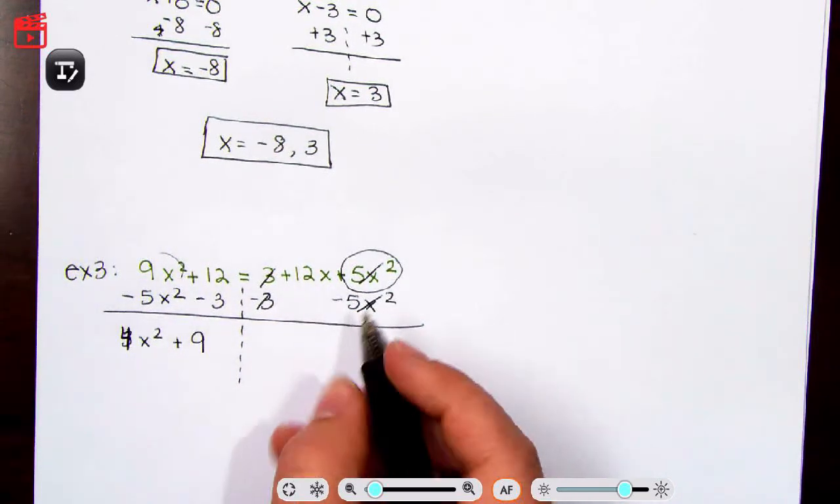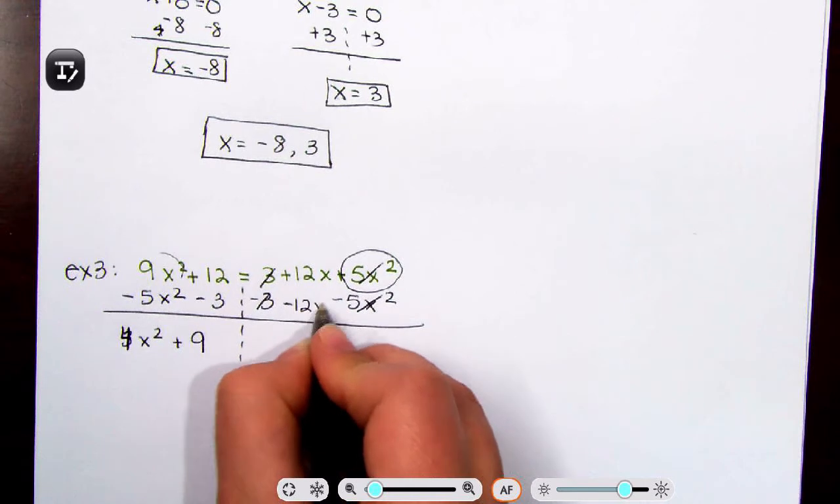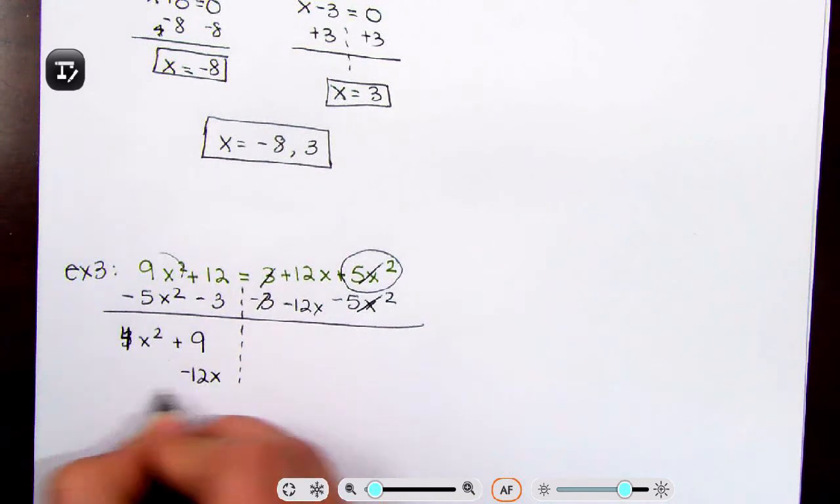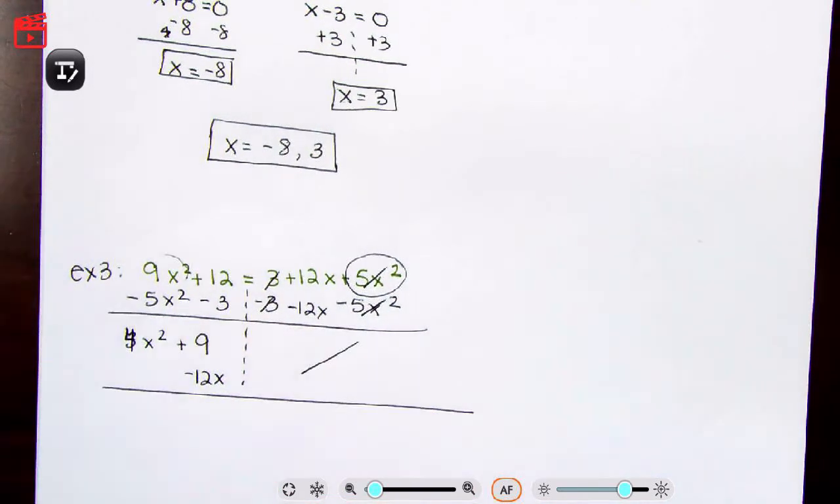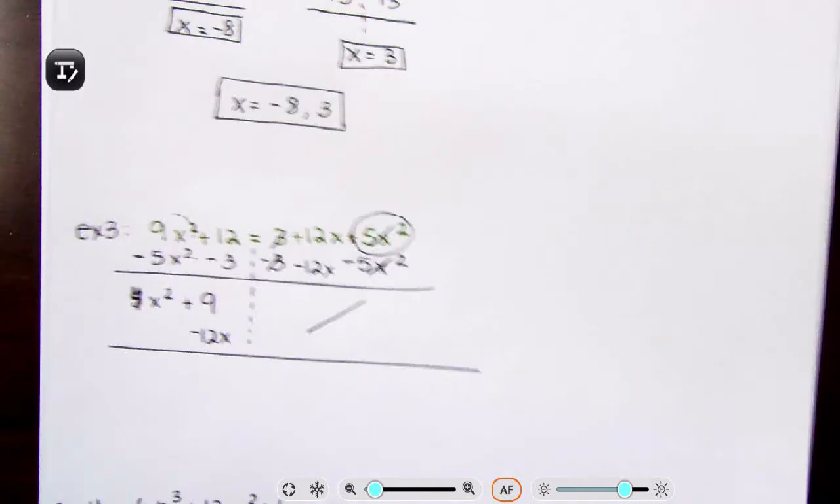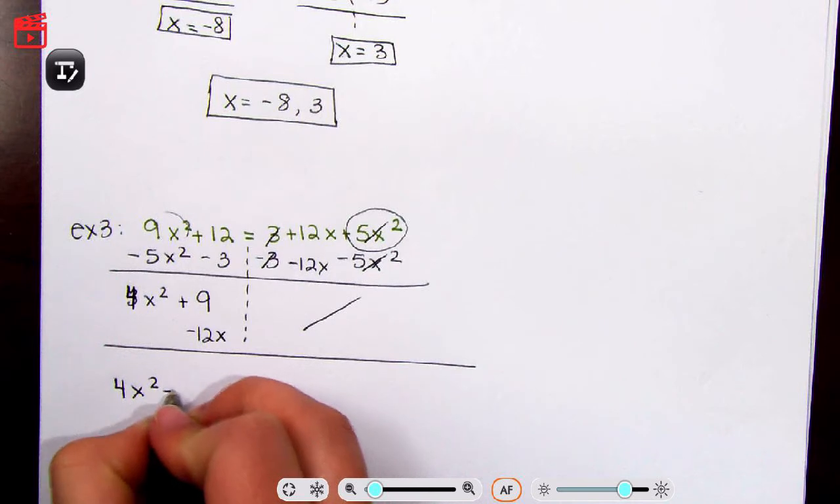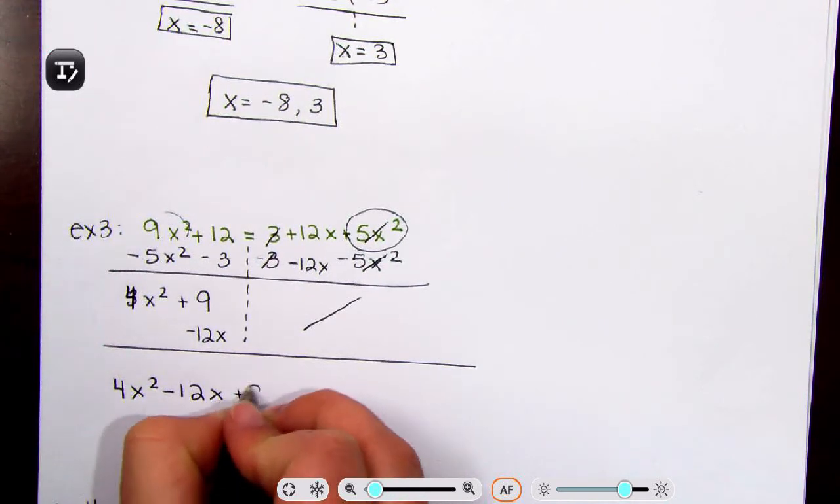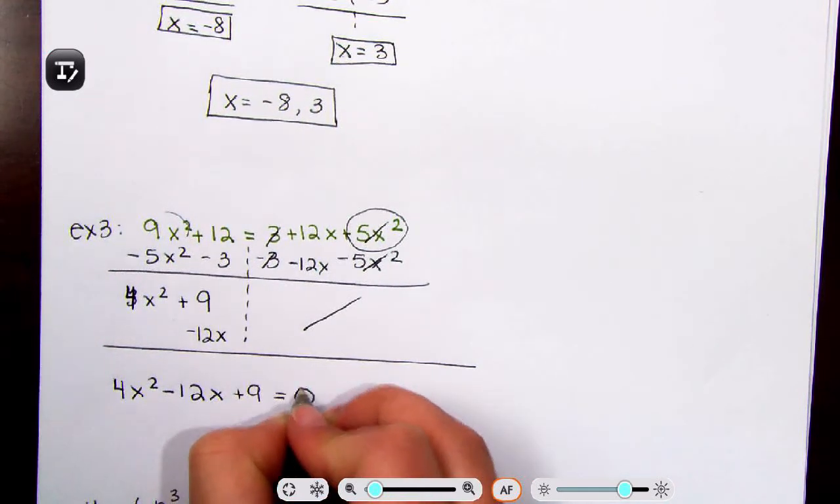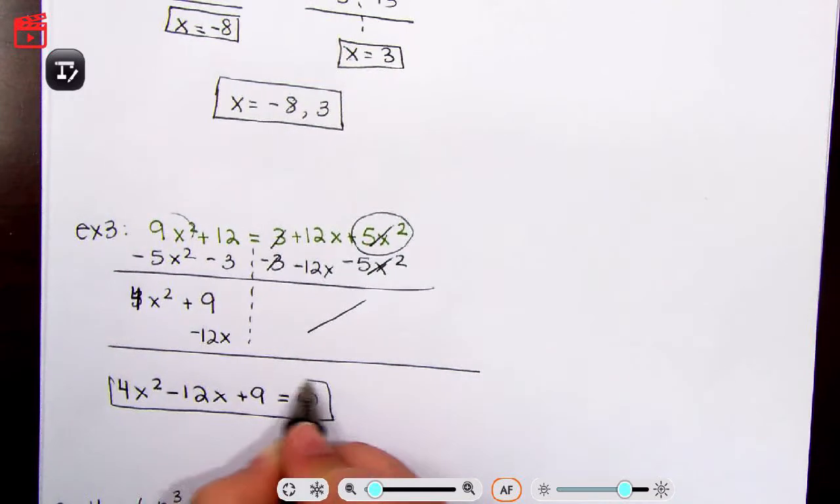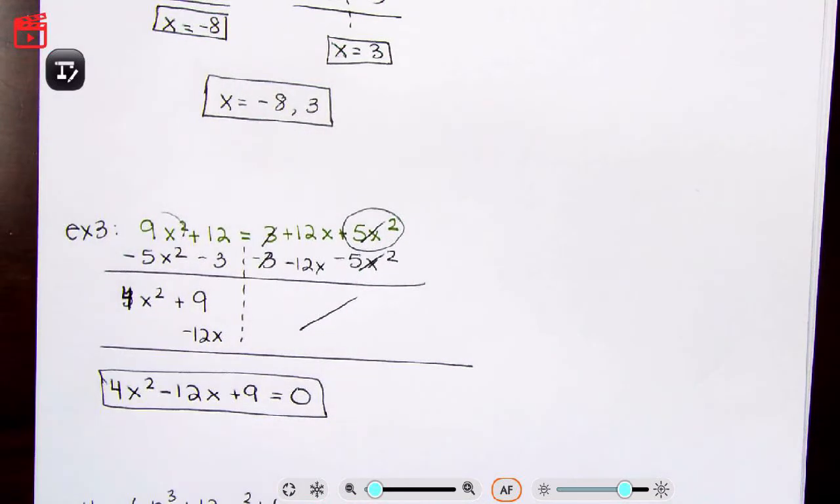I have a 12 left over, which I'm going to subtract 12x on both sides. So I have nothing on my right-hand side left over. However, on my left-hand side, let's write this in standard form. I have 4x squared minus 12x plus 9. Step number 2 is setting it equal to 0. I'm just going to box it so we know which equation to use. That is not our answer.